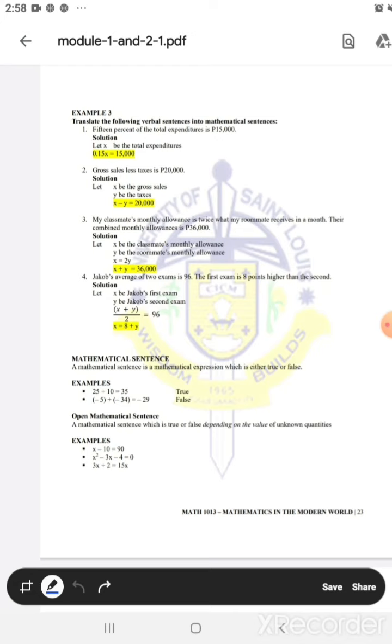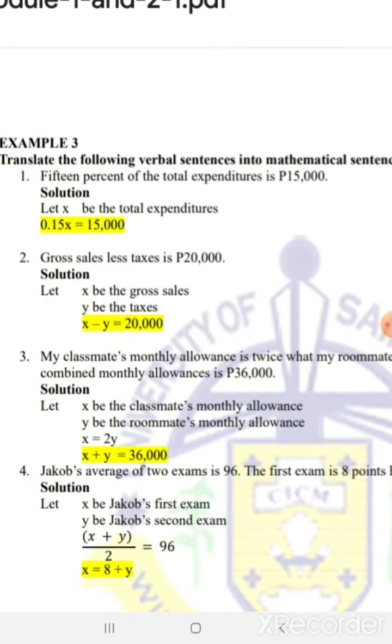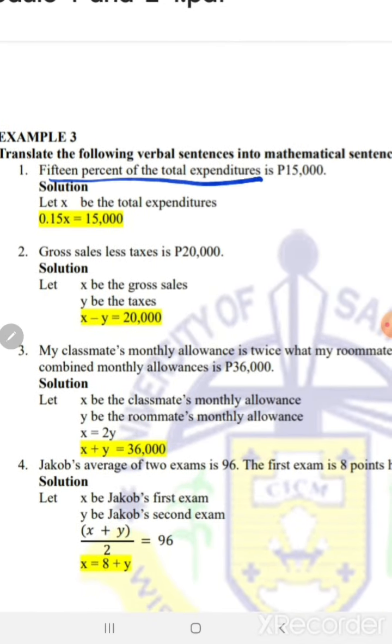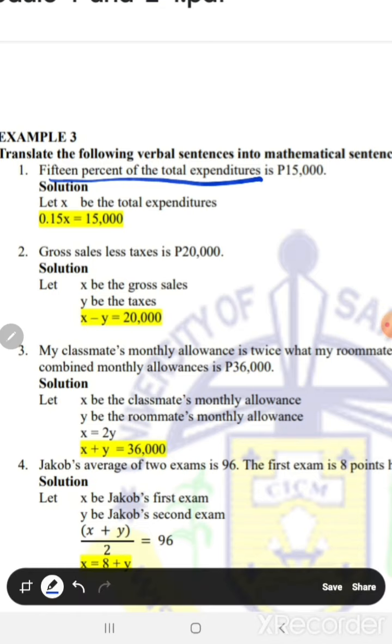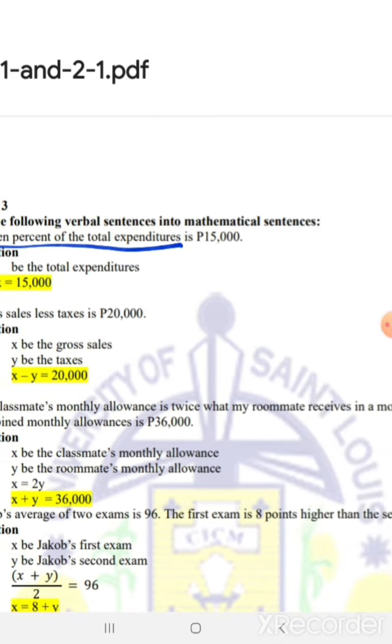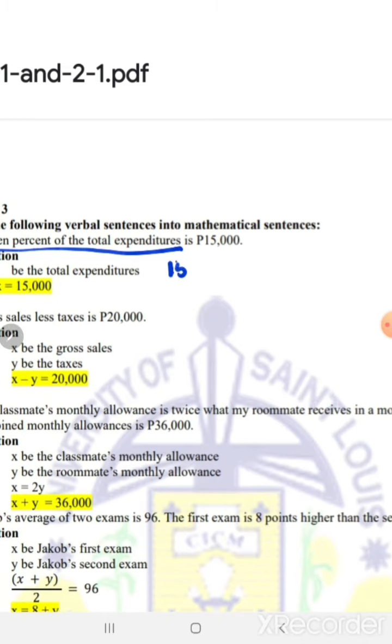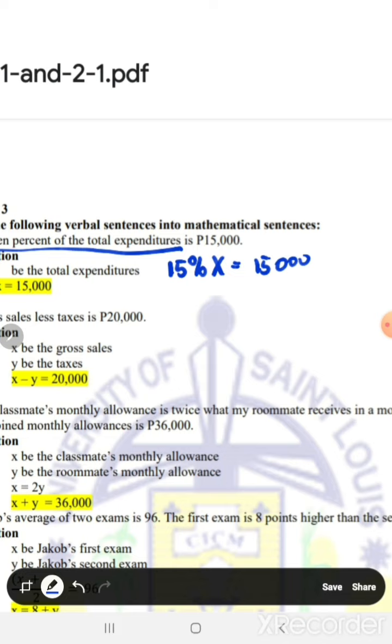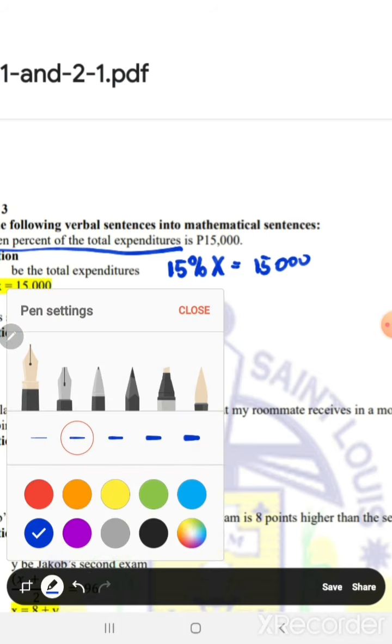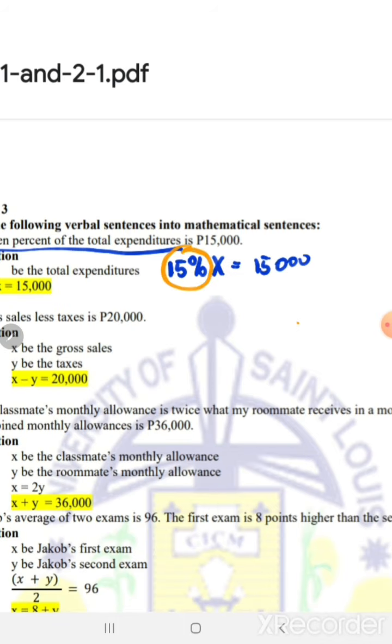So, example, 15% of the total expenditures. That is a mathematical expression. Is 15,000 pesos. Therefore, you are making a mathematical sentence. 15% of x is equal to 15,000 pesos. Wherein your x is answerable by mathematical equation or mathematical solutions. In this form, your percent form cannot be solved.